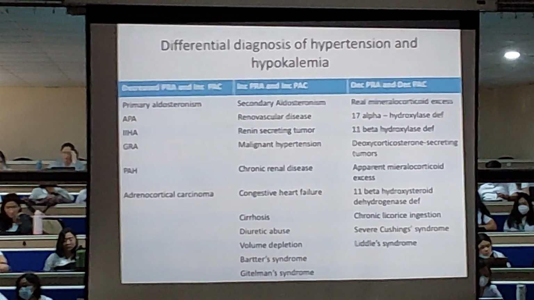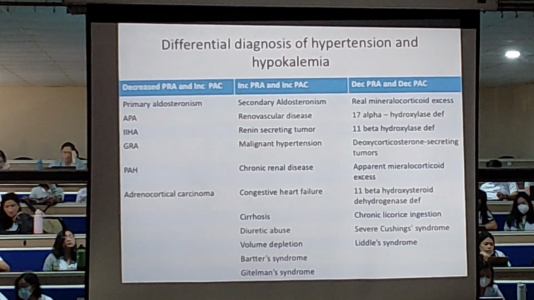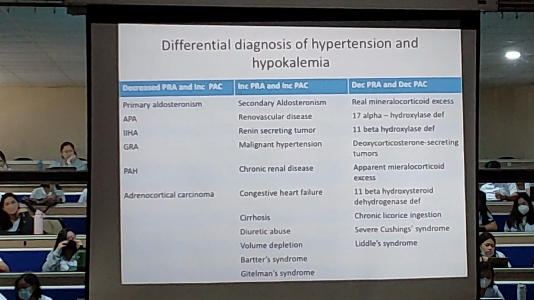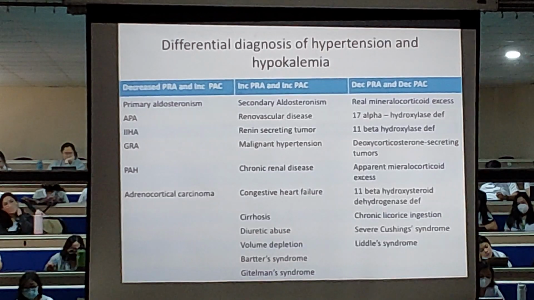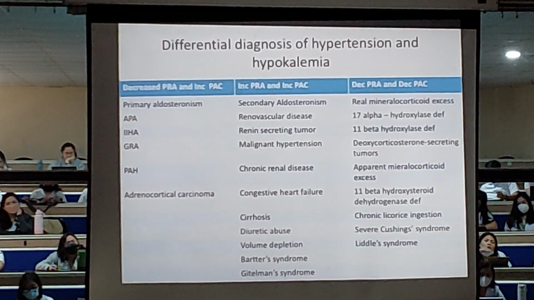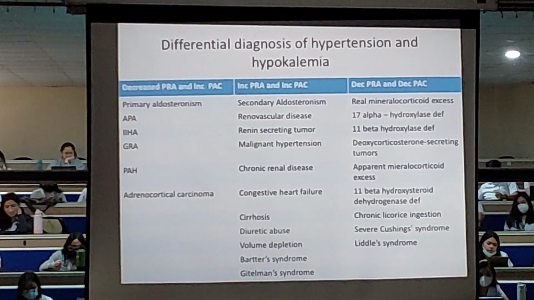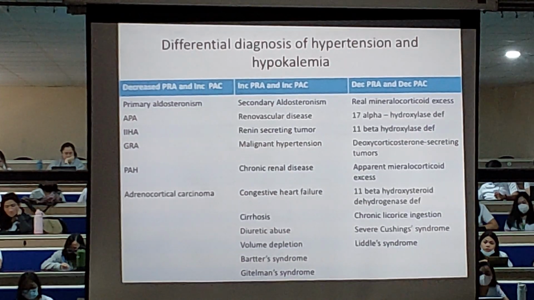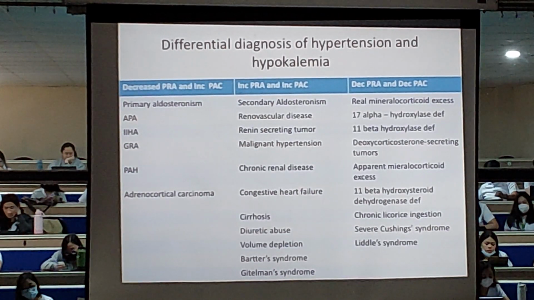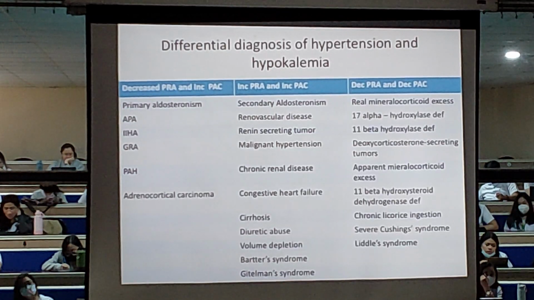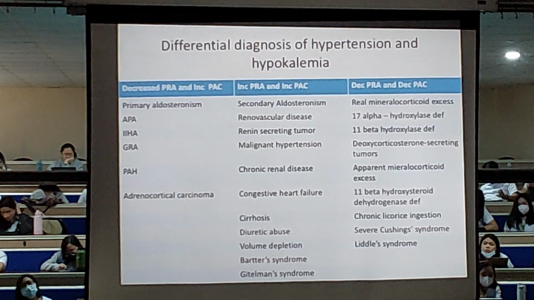So these are the differential diagnoses of hypertension and hypokalemia. If you suspect that a patient has primary hyperaldosteronism or secondary hypertension, then you need to get the plasma aldosterone and plasma renin activity. If the plasma aldosterone is increased but the plasma renin activity is decreased, then the first-line differential diagnosis could be primary aldosteronism, aldosterone-producing adenoma, idiopathic hyperaldosteronism, glucocorticoid-remediable aldosteronism, or adrenocortical carcinoma.